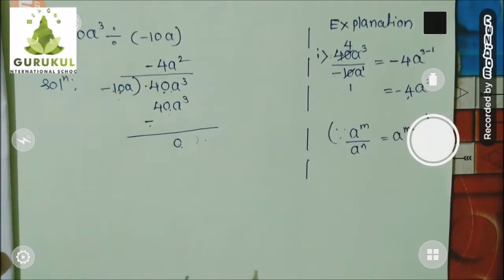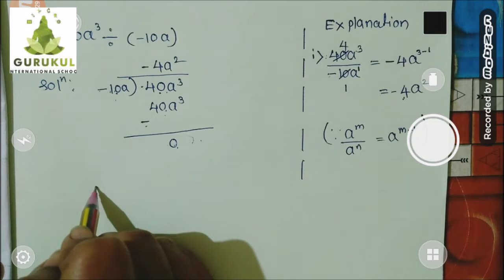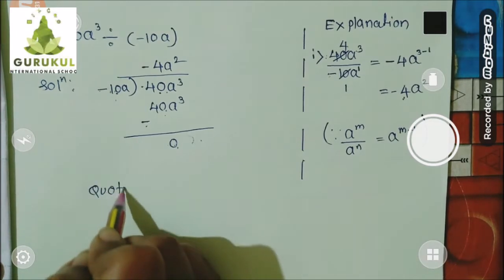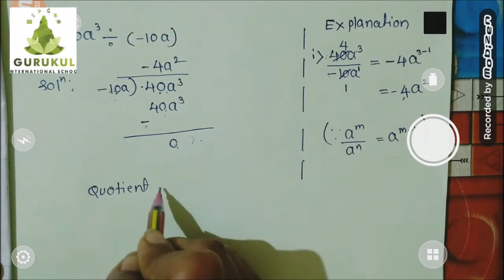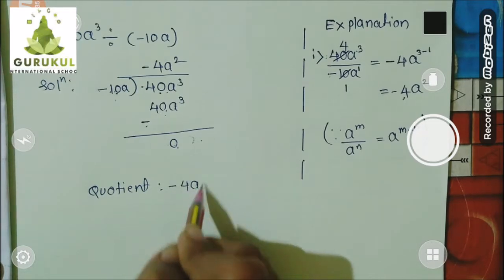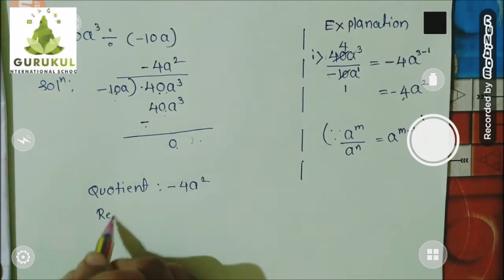Okay, now let's write down the quotient over here. So what was the quotient? Quotient is minus 4a square and remainder is 0.